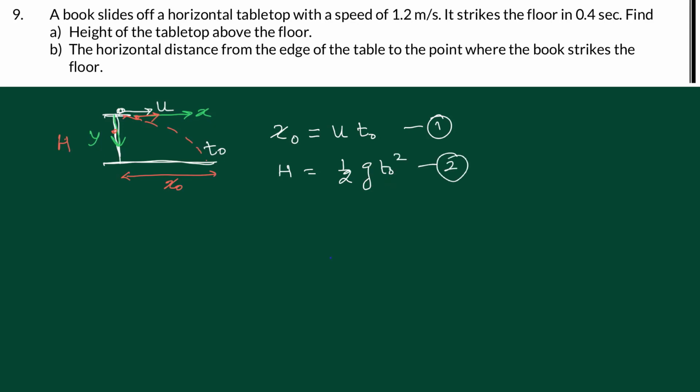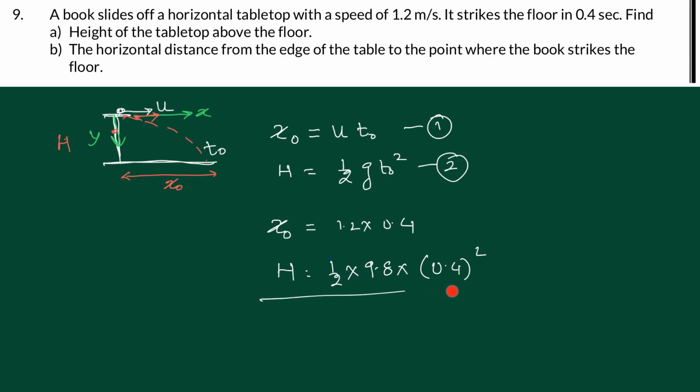Second equation, u we know, t naught we know. So from equation 1 you straight away get x naught as 1.2 into 0.4, and since you know t naught, you can find h, which will be equal to half into 9.8 into 0.4 whole square. So you can easily solve both the parts.